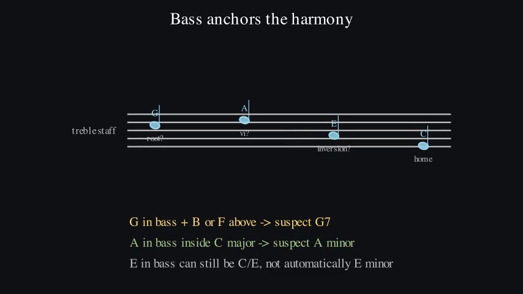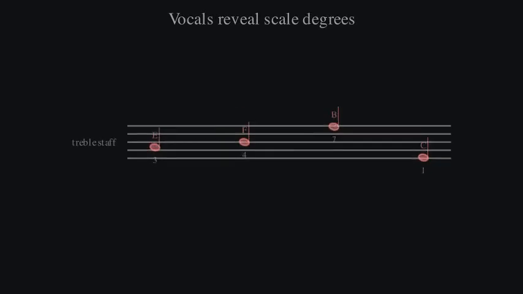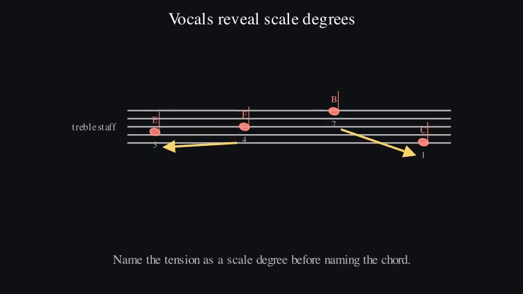The melody often emphasizes chord tones on strong beats. If the singer lands on E over a C bass, C major is likely. If the singer leans on F over a G bass, G7 is likely. If a vocal note feels tense and then resolves, name the tension as a scale degree.